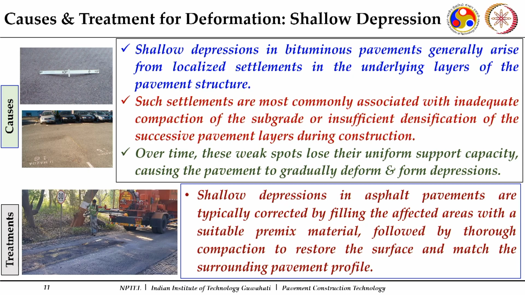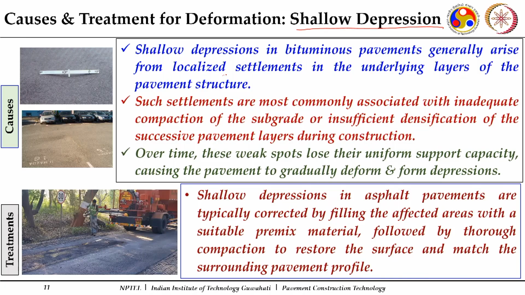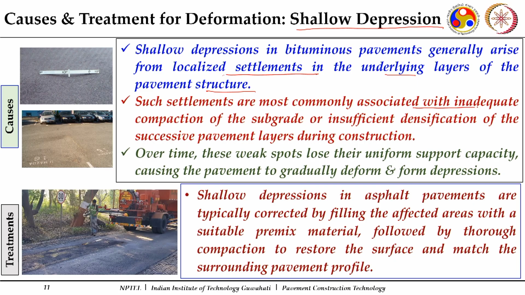Now, another form of deformation is shallow depressions. At certain locations we can find small localized depressions, usually around 25 mm or 30 mm deep. These are localized settlements in the underlying layers of the pavement structure, and if the bituminous pavements are thick enough, it may be in the bituminous layers also. One common reason is inadequate compaction of the subgrade or insufficient densification of the subsequent pavement layers during construction.